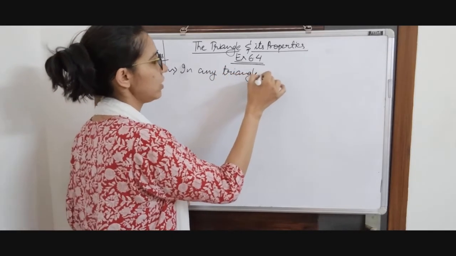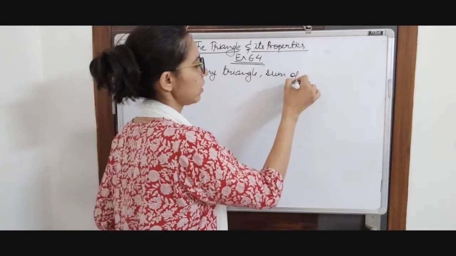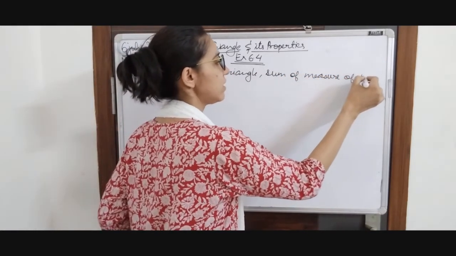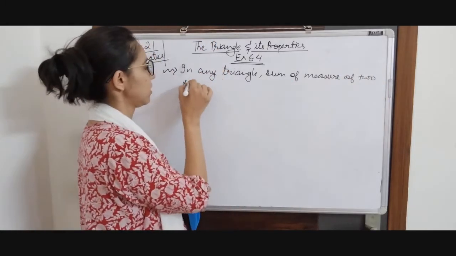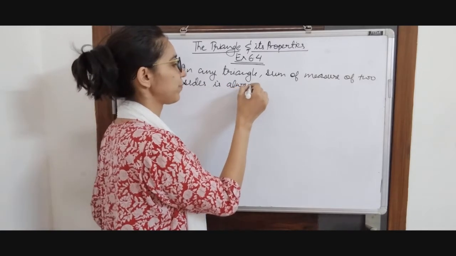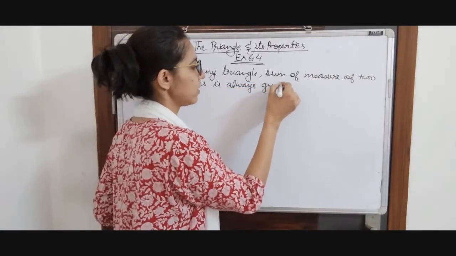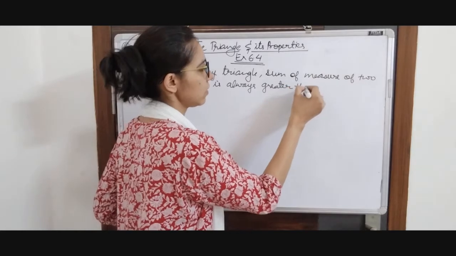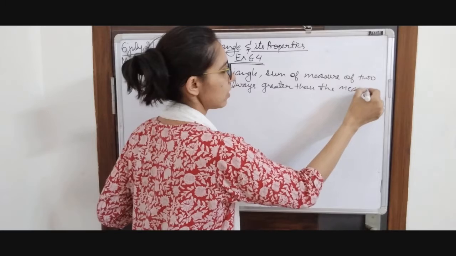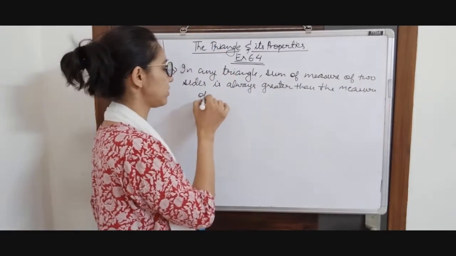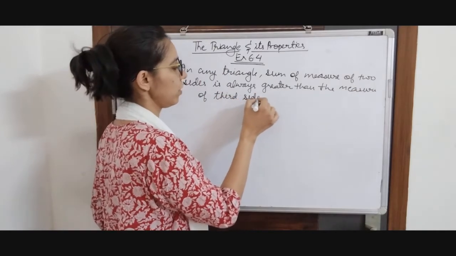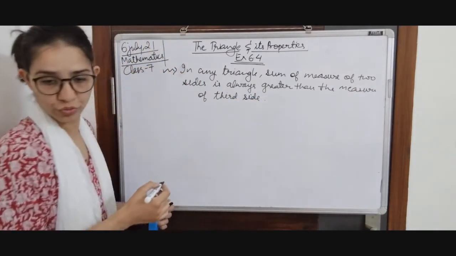In any triangle, sum of measure of two sides is always greater than the measure of third side, okay? So we use this property and we are going to use today again.